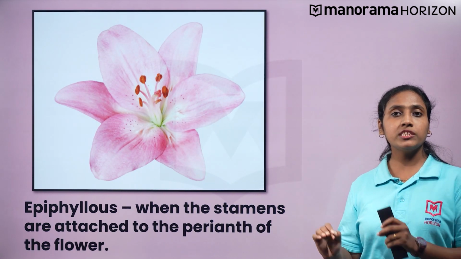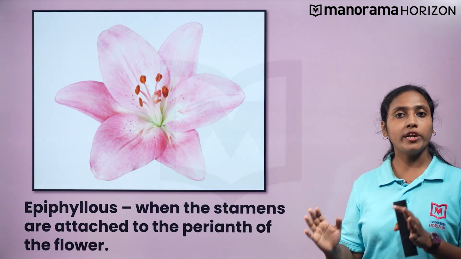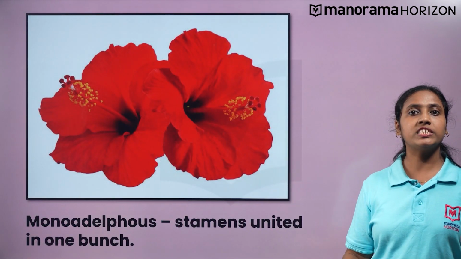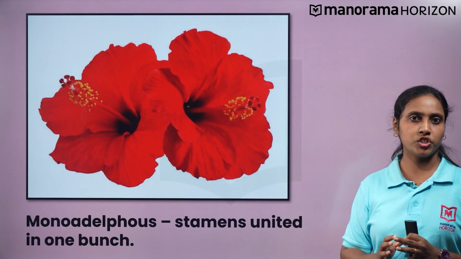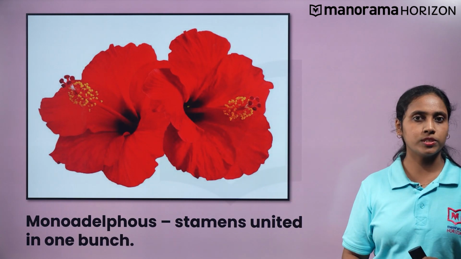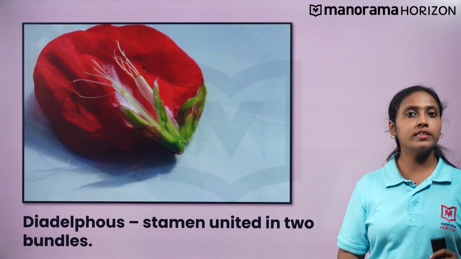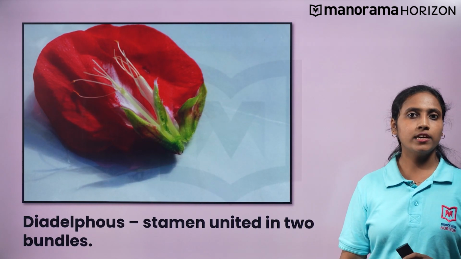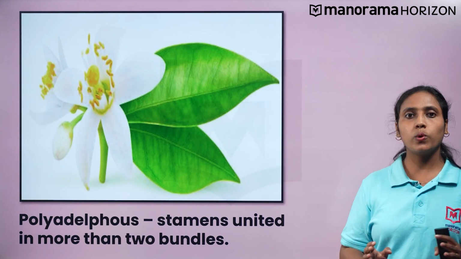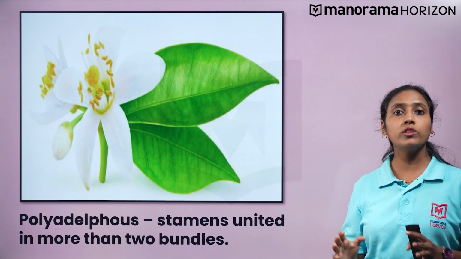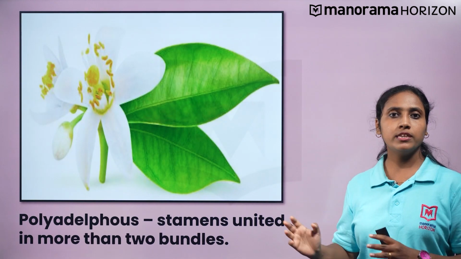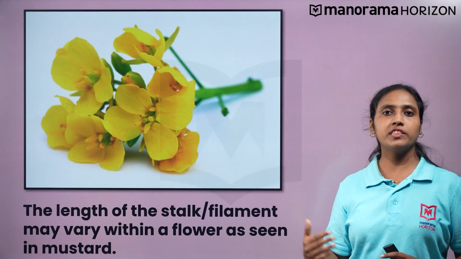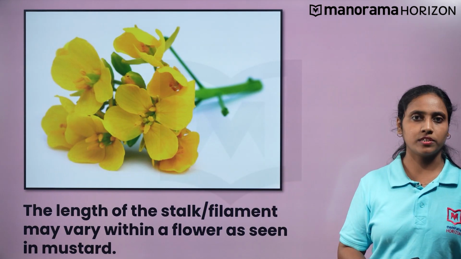Similarly, stamens may be free, that is polyandrous, or united, that is monodelphous, where stamens are united in one bunch. Example, China rose. Diadelphous, where the stamens are united into two bundles. Example, pea. And polyadelphous, where the stamens are united in more than two bundles. Example, citrus. The length of the stalk or filament may vary within a flower as seen in mustard.